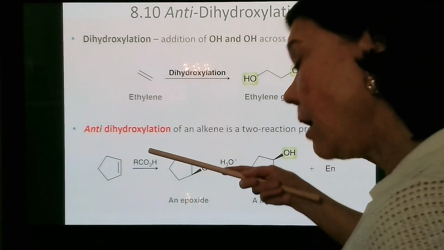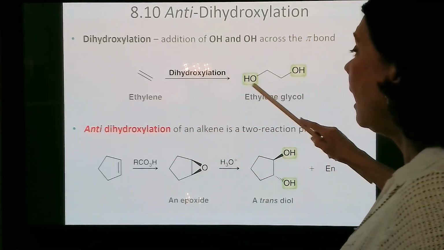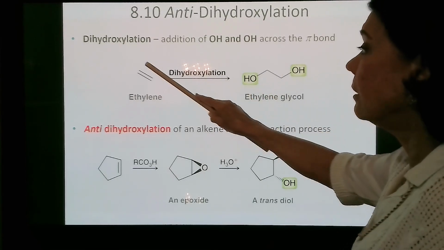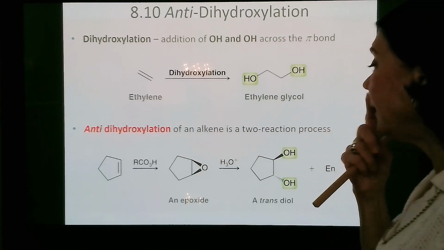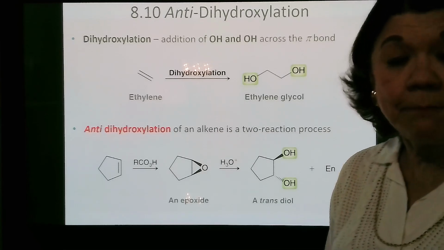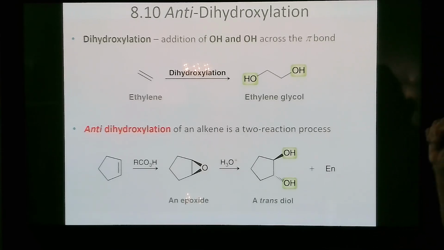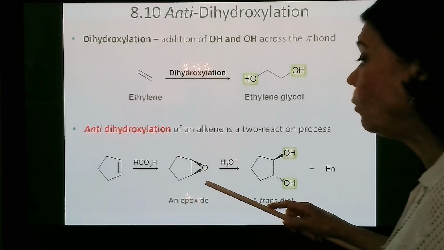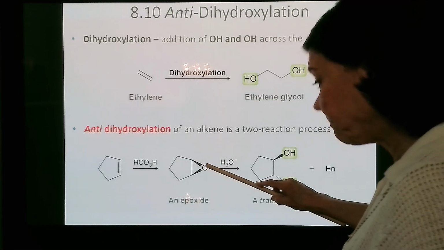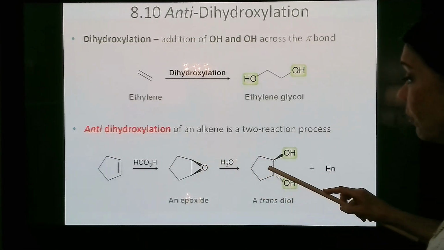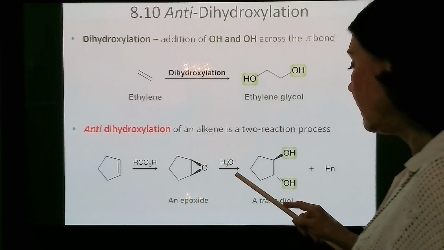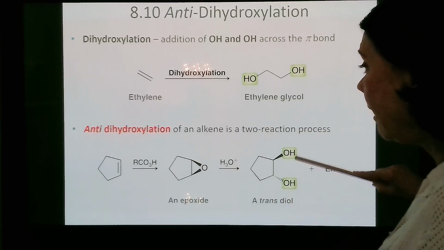So, anti-dihydroxylation. Dihydroxylation is simply putting two hydroxyl groups across a double bond. So here is one way that is done. There are many, many different synthetic routes to achieving this, but one way would be to synthesize an epoxide and then open up your three-membered ring using water and a little acid, and that will give you the trans-diol.